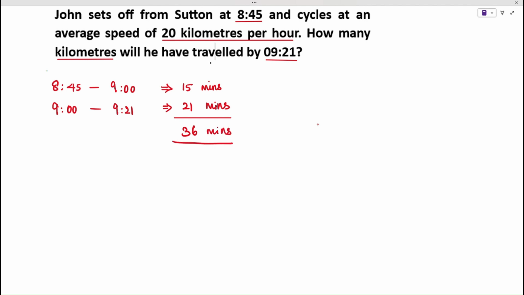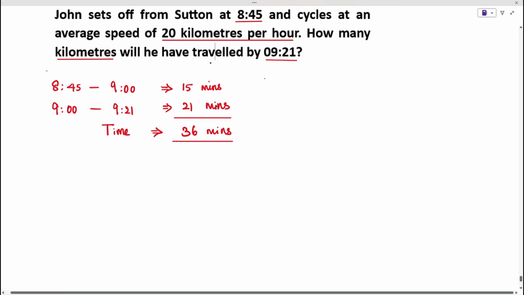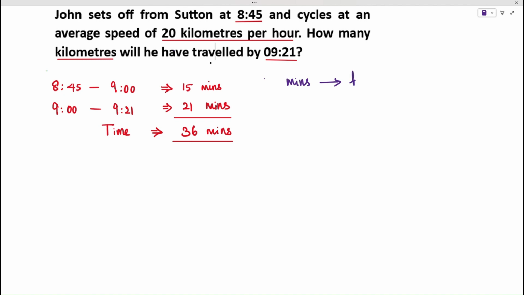So now we have the time over which John has been cycling for, but we have it in minutes, and speed is given in kilometers per hour. So now we have to convert 36 minutes into hours. What we're going to do is divide 36 by 60. And so we're going to write 36 over 60.